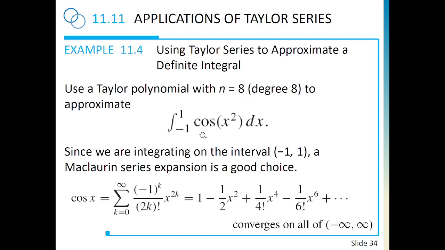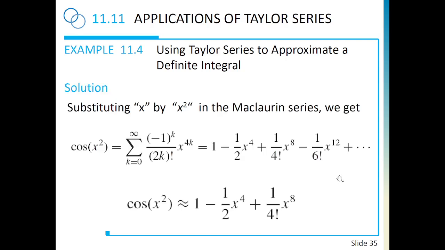So again, the integral is between negative 1 and 1, so we can say an expansion around 0 would be smart because it's in the middle of the interval. So we use the Maclaurin series for cosine, which we remember, and then we will replace x by x squared in this expression, obviously. So we replace x by x squared, we get another series for cosine x squared.